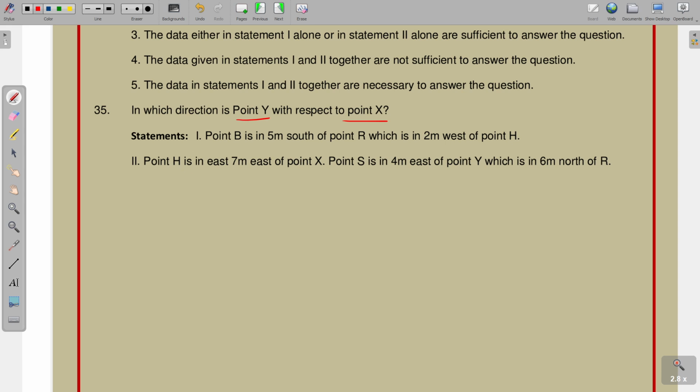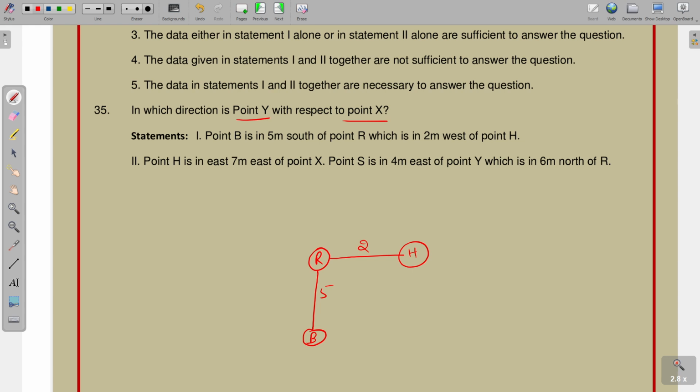So see, point B is 5 meters south of point R. So point B is 5 meters to the south of point R. Here B. Next, which is R, which is 2 meters to the west of H. So 2 meters to the west of H. Here H is placing. It is the first statement.